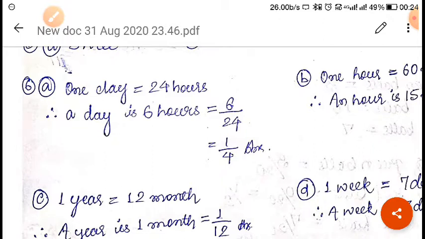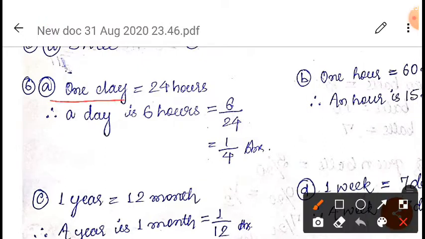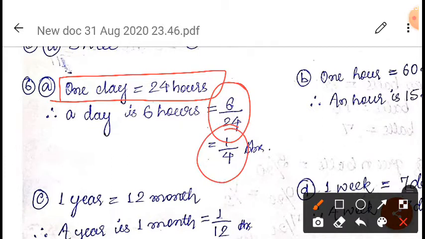Okay, so in one day, as we know, how many hours? 24 hours, as you can see, it is written here. They are asking to write the fraction between this 6 hours and a whole day, which is 24 hours, right? So how will we write it? 6 by 24, which will be 1 by 4, right?